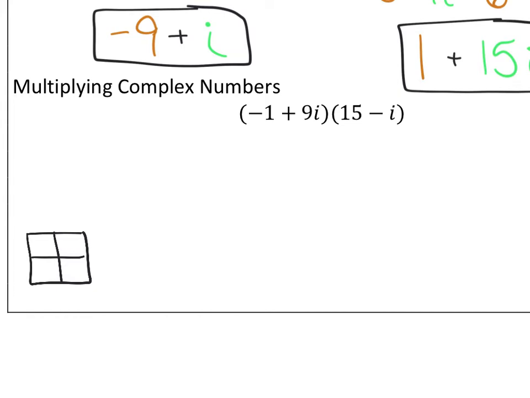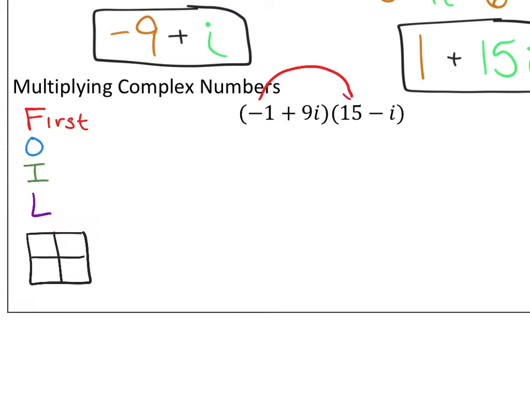On your paper, I need you to write the letters F, O, I, L. FOIL is the order in which you will multiply the numbers in this binomial. The F stands for first. The first things in each parentheses you multiply together. It looks like this. Boop.